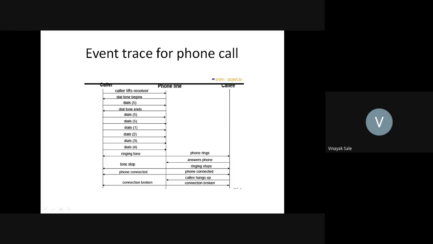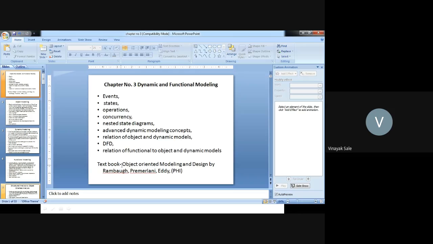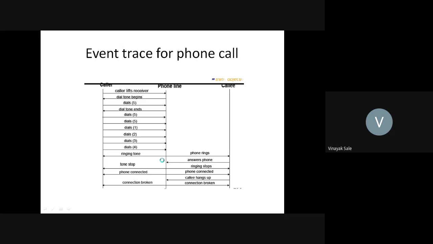In case of callee, the receiver receives an answer to the phone. So the ringing tone stops. When the ringing tone stops, the phone is connected. So caller and callee communicate with each other. After communication, the callee stops and hangs up the receiver, and the connection is broken.